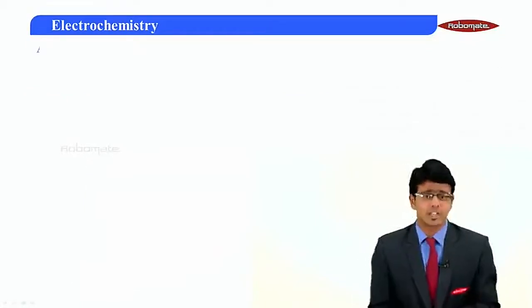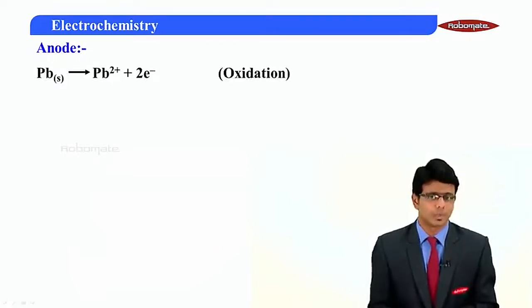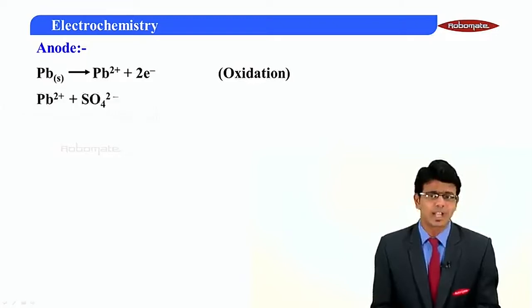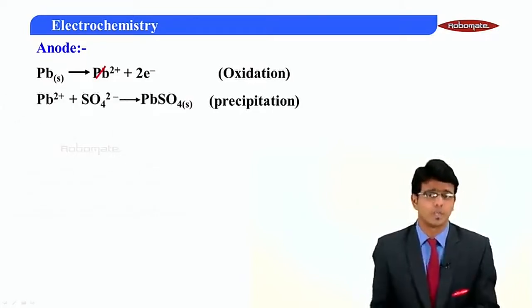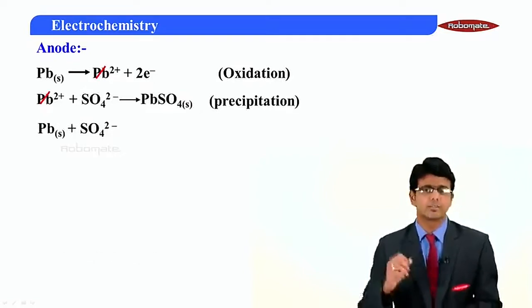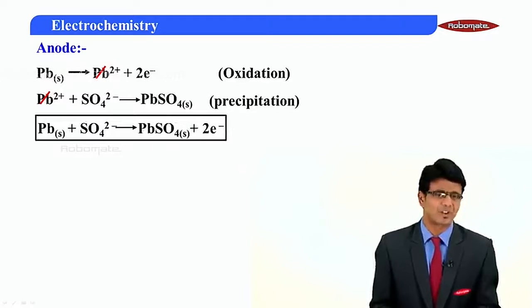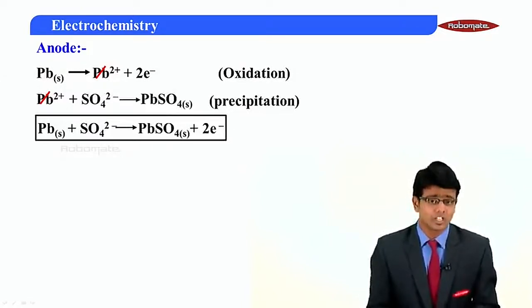So let us now understand the reactions here. Anode reaction: Pb gets oxidized to Pb2+, leaving behind 2 electrons. These Pb2+ ions will combine with sulfate ions, giving rise to PbSO4. So if I write the net reaction here, it is Pb plus sulfate ions giving rise to PbSO4 plus 2 electrons. That is the oxidation reaction taking place at the anode.